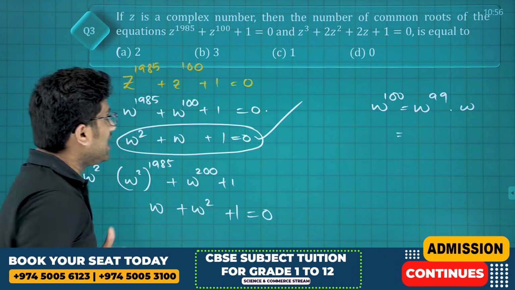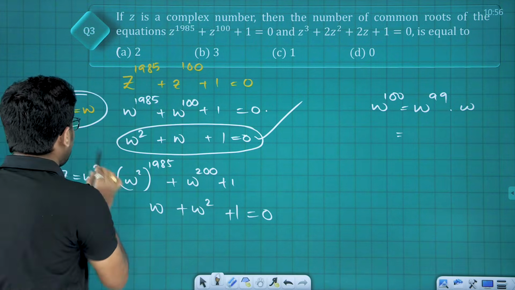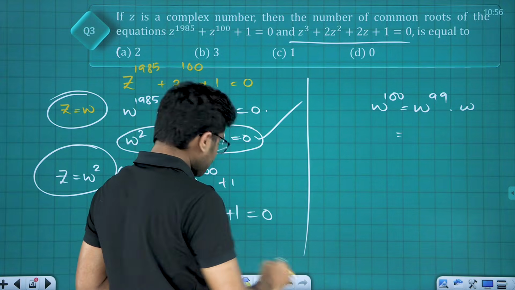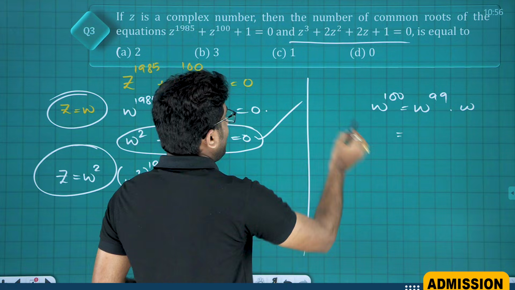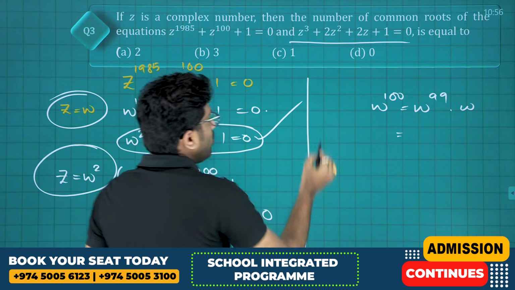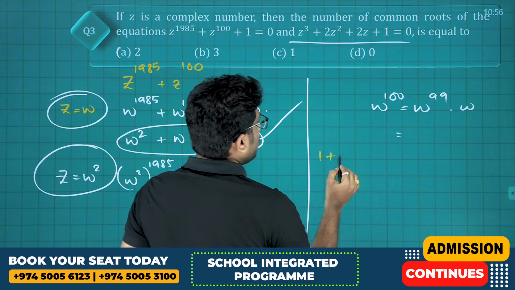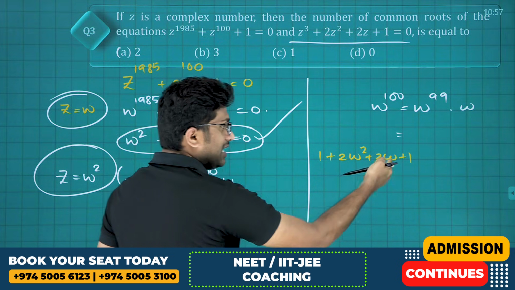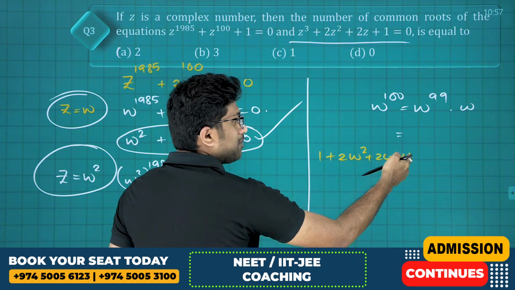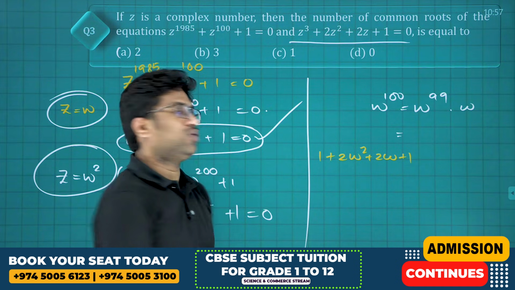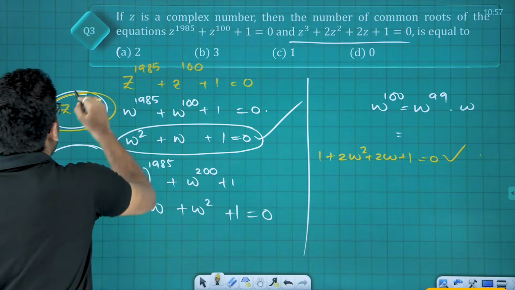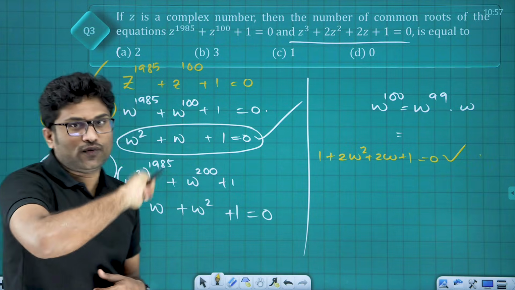Now let's see whether these two roots also satisfy the second equation or not. Clearly, friends, if we put z equals to omega, omega cube is 1, plus 2 into omega square plus 2 omega plus 1. This is clearly 2 omega square plus 2 omega plus 2, common 2 into 1 plus omega plus omega square. This is again 0. So that means z equals to omega is a common root for both.